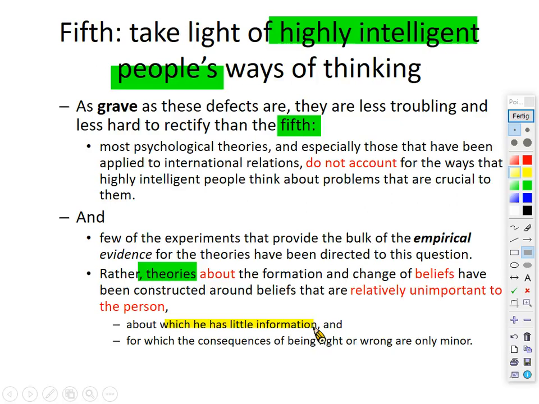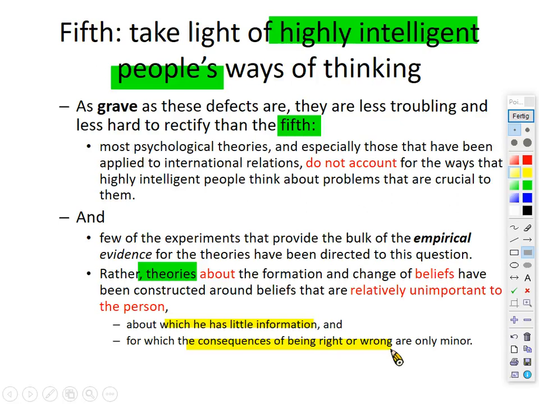The person who is highly intelligent. Those people, you have no idea about what they are and how they will conduct issues. And also for which the consequences of being right or wrong are only minor. For the ordinary people, it's not so important to know how they make decisions. Why? Because the inferences, the consequences, whether it is right or wrong, will only influence the individual himself.